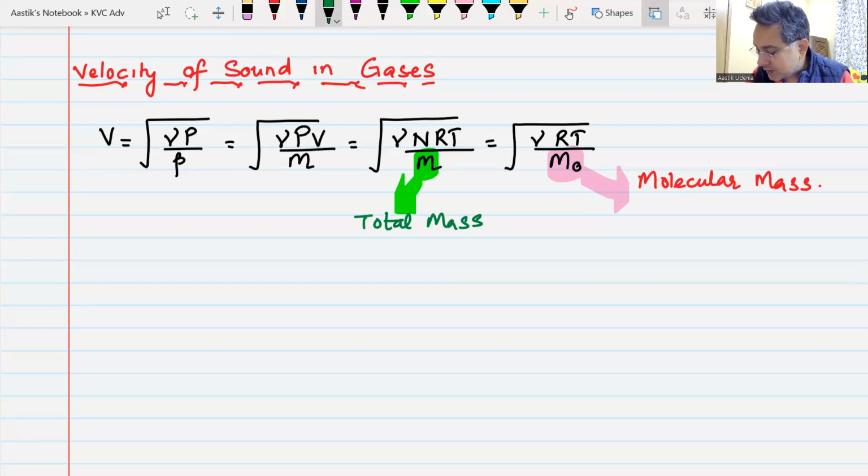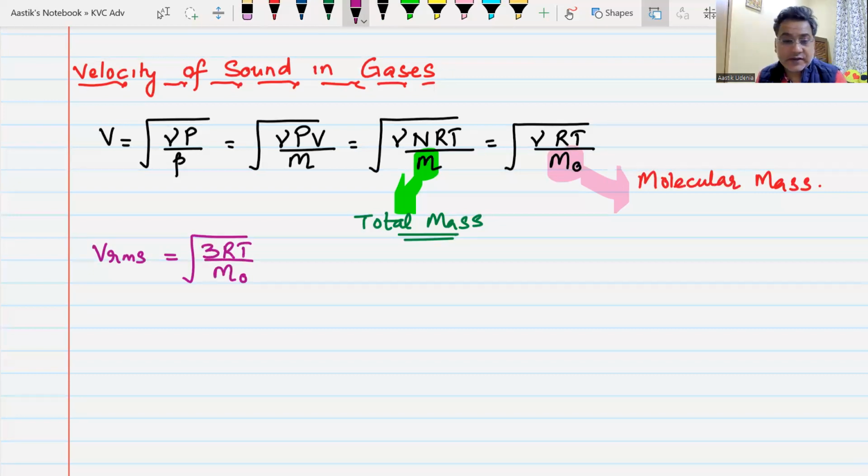So now we have all these legendary formulae for velocity of sound in a gas. You must also recollect the RMS velocity. Have you heard about RMS speed or RMS velocity? Yes, sir. The RMS speed or RMS velocity is root over 3RT by m naught.